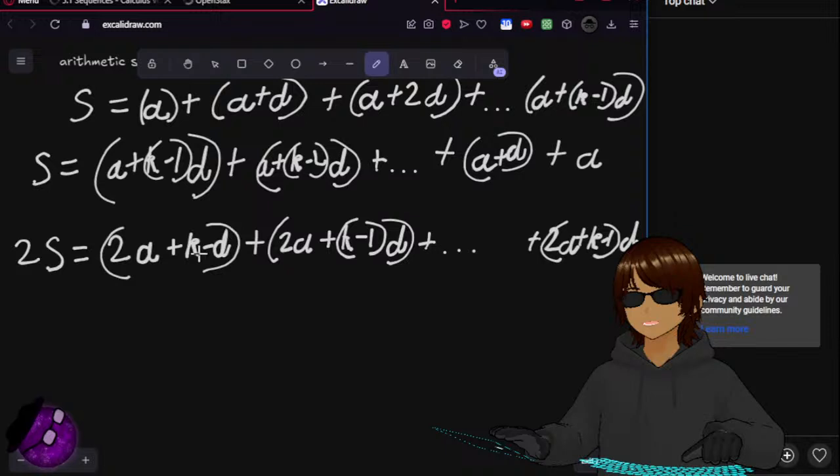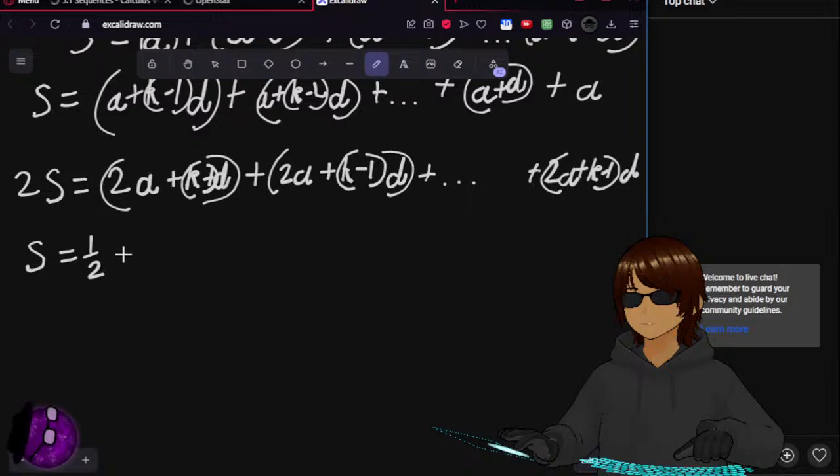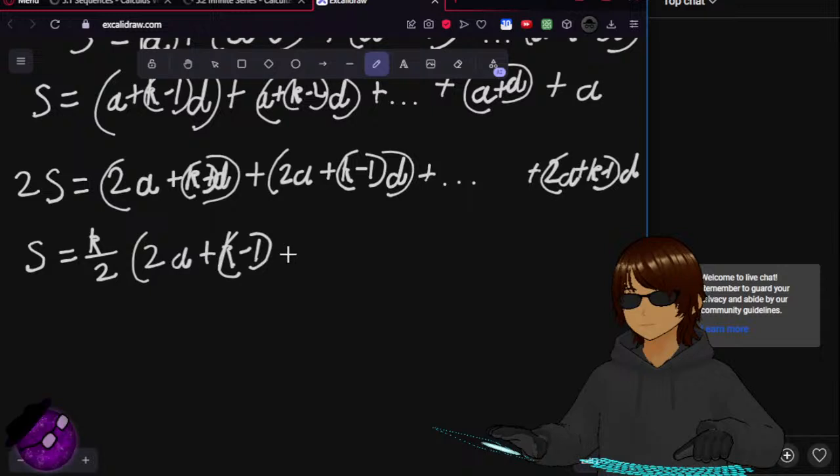This makes sense because when you're adding plus d, you're going minus d when you're going in reverse. So the sum of all of them would be the same. So this means if I divide both sides by 2, it's half. And this is appearing k times, so write it like this: k over 2 times 2a plus k minus 1 d.